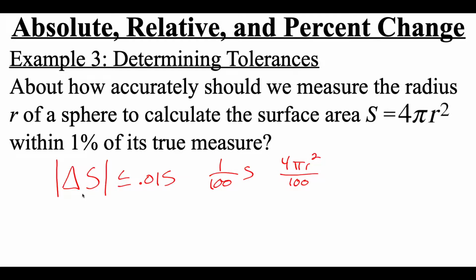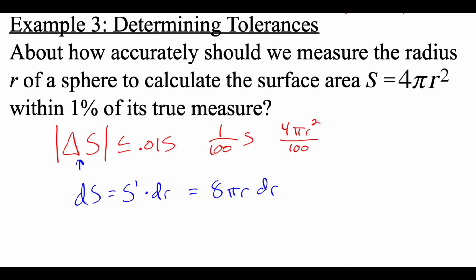Now as far as that true change in the surface area, we can approximate that by using dS just like we did in the previous example, and to do that we took the derivative of our surface area formula and then multiplied by the change in the radius. So the derivative of our surface area formula was 8 pi r, and then the change in the radius is just dr. So I'm going to take that information and plug that in for this change in S.